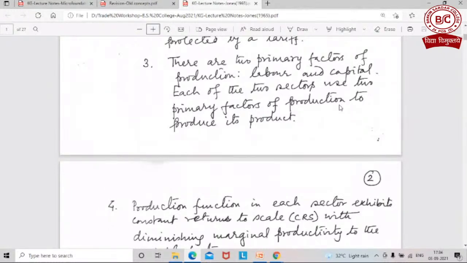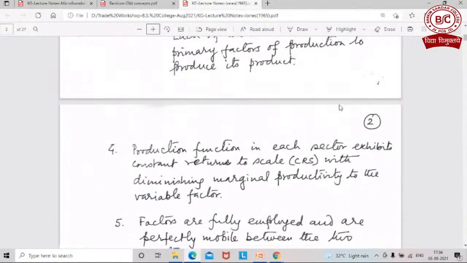Yes, sir. Production function in each sector. This is a standard assumption under this neoclassical trade theory. Production function in each sector exhibits constant returns to scale with diminishing marginal productivity to the variable factor. That means with respect to labor, we have positive but diminishing marginal productivity of labor. With respect to capital, we have positive but diminishing marginal productivity of capital. So labor here is assumed to be fully employed.